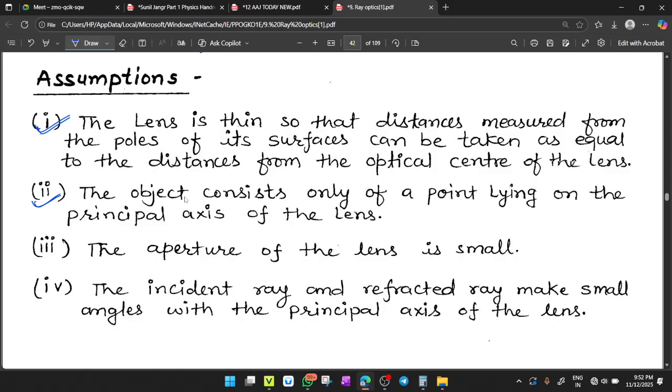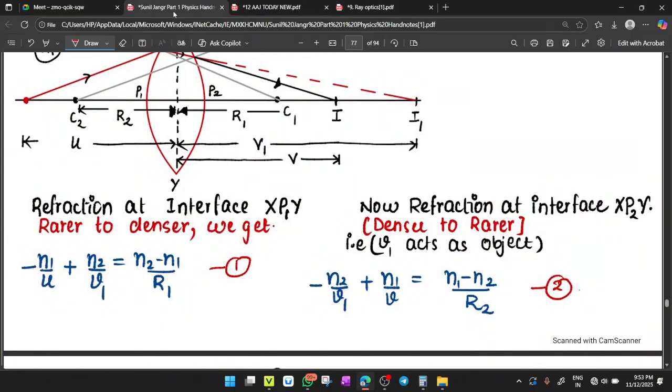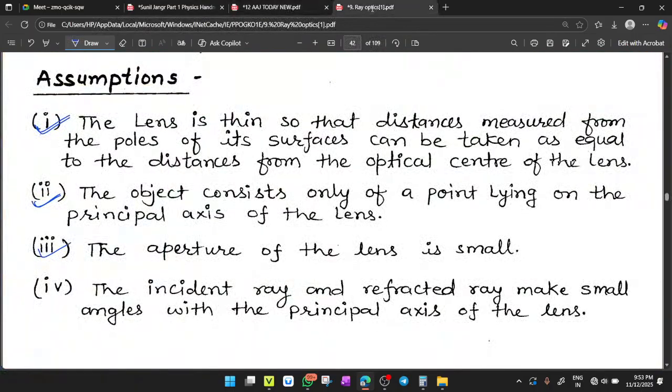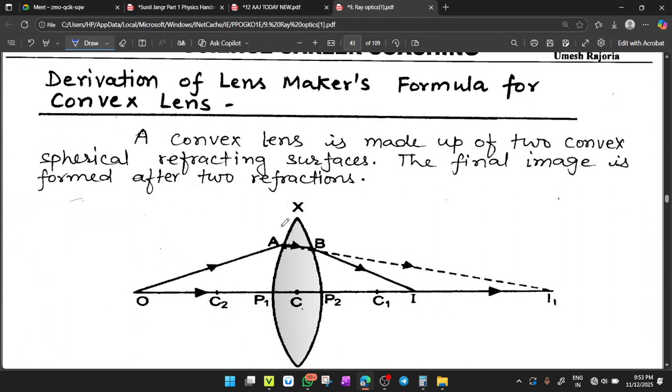The aperture of the lens is very small. I already informed you, we have to take the aperture of the lens as very small. And next, the incident ray and the refracted ray make a small angle with the principal axis of the lens. As the aperture is very small, the angle made by the incident ray and refracted ray we have to take very small. Now come to the next page, page number 43, and start with the derivation.